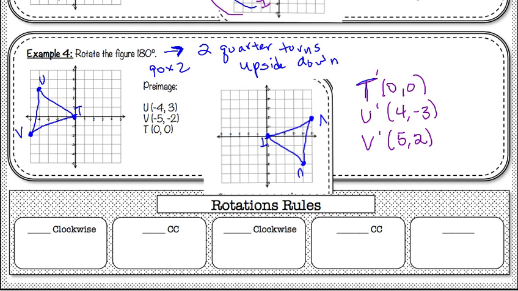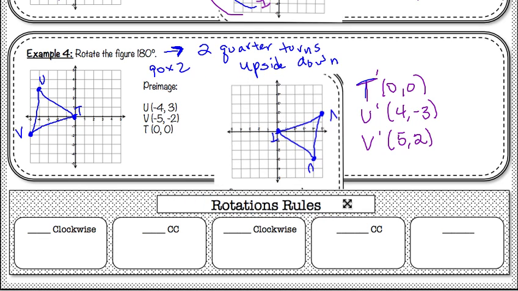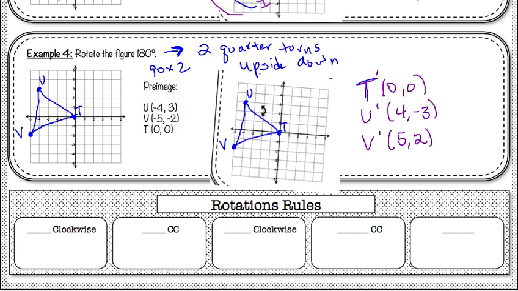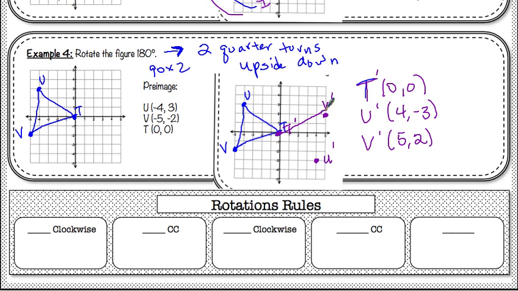And then I would turn my paper. Now all of this is going to be written right side up and then turn my paper right side up and all of that writing is upside down. That's okay. Go ahead and graph 0, 0. Label it T prime. 4, negative 3. Label that U prime. 5, 2. Label that V prime. Connect the dots, and you've actually just rotated this 180 degrees. And you did not have to know the rotation rule to do that.